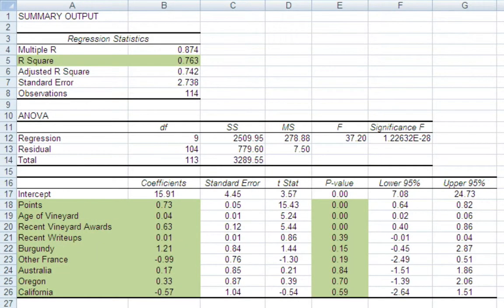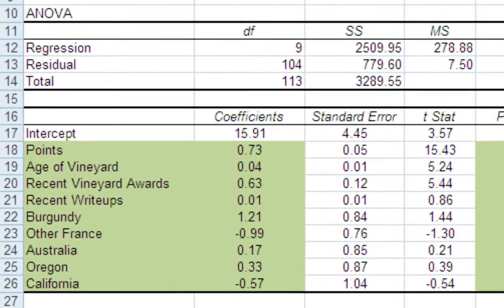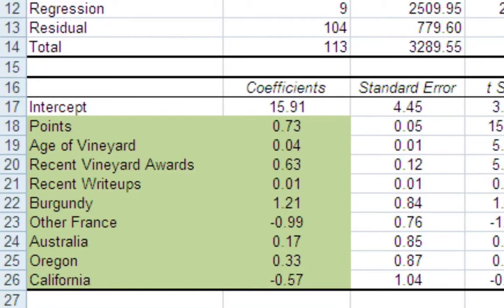So now the results look okay, no more error terms with Oregon or any of the other variables. And now let's have a look at the coefficient. For now we will ignore the p-values. If you look at the p-values, the regression is not particularly good. We will do that in the next tutorial, how to narrow down this regression. So now let's have a look at the coefficients. Each Robert Parker point would mean 73 cents per bottle extra. Each additional year of the vineyard's age would mean 4 cents per bottle. Each recent vineyard award would mean 63 cents. Each recent write-up 1 cent.